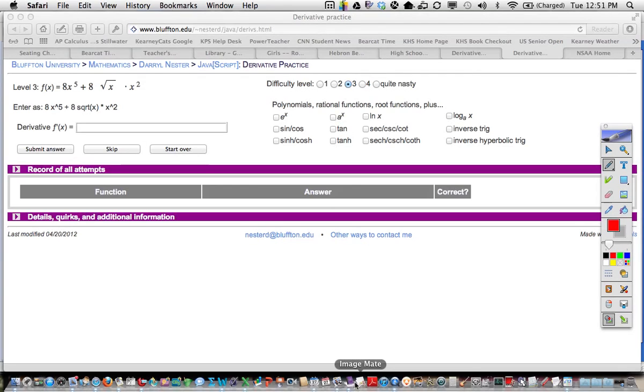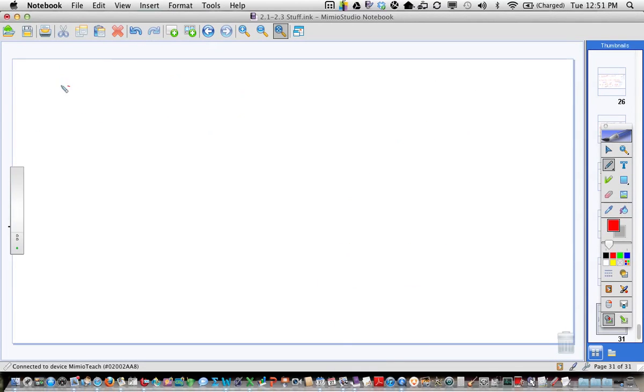Okay, let's do one here. I'll just make one up here. Let's do this. Okay, so let's say we got f of x equals (2x plus 3) to the 5th minus the cube root of 3x plus 2 sine x. Try that.